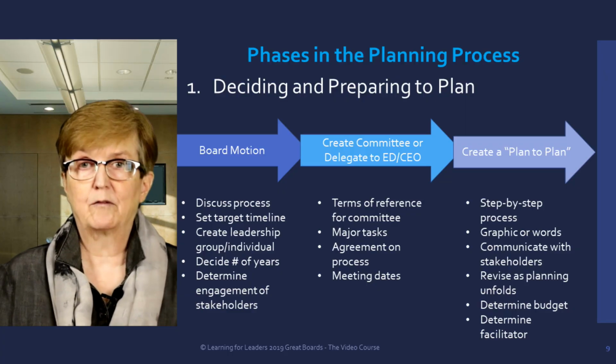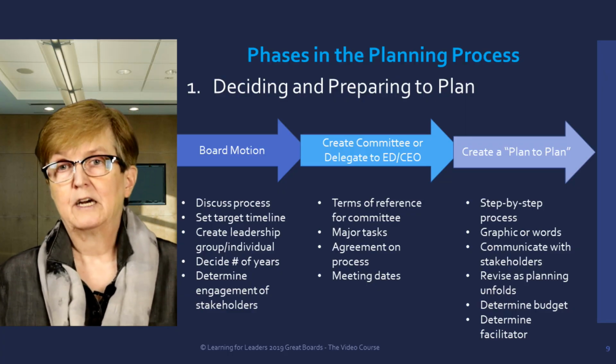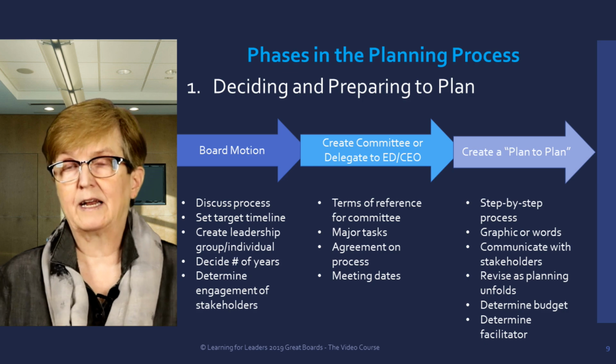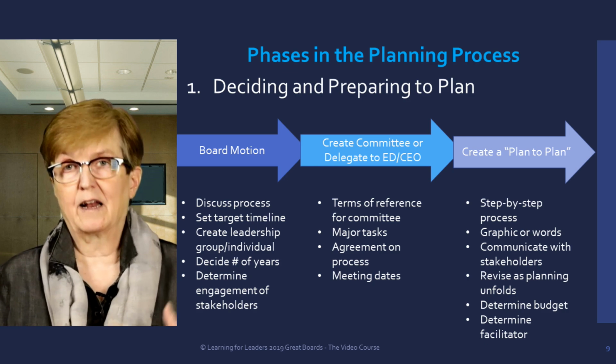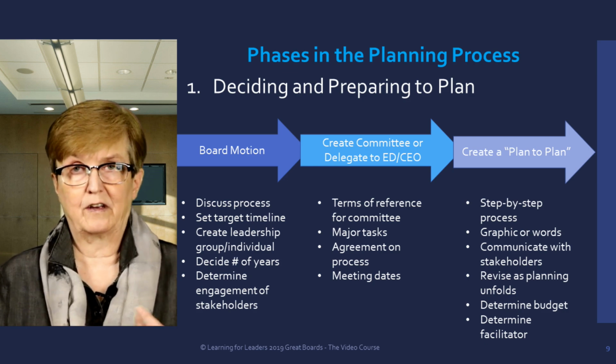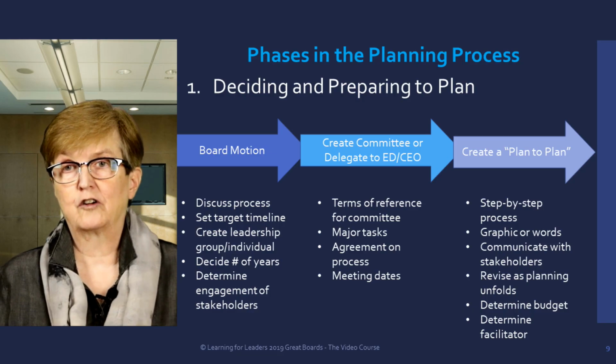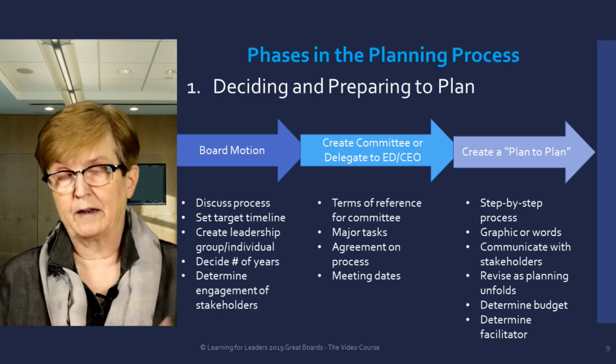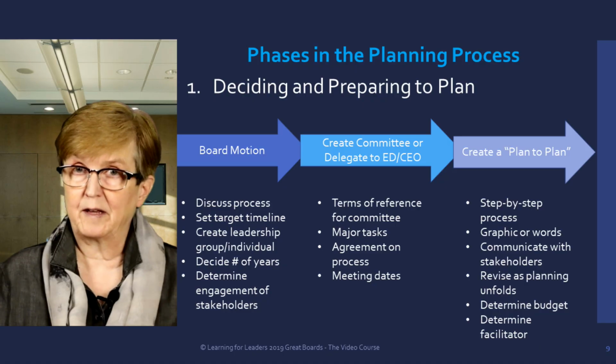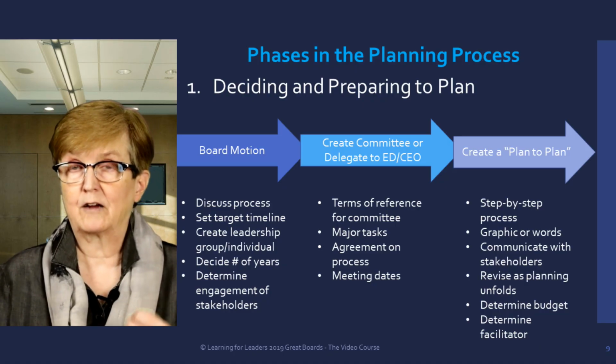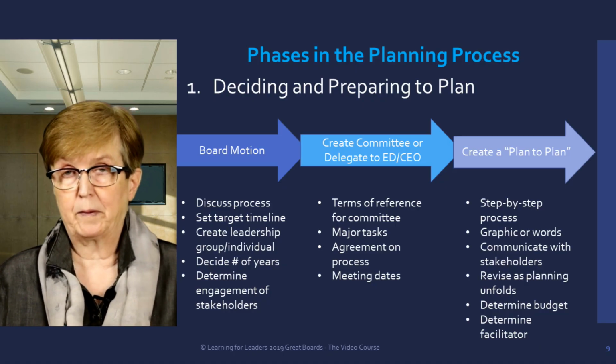You're going to decide with the board motion that you're going to plan. You're going to go through the process of creating a committee, and you could delegate the actual facilitation to your executive director or some other senior manager. And then you're going to do your plan to plan. And this is not just to sit around the table and talk about what you might do. This is an actual plan. It'll probably be 3 or 4 pages long.